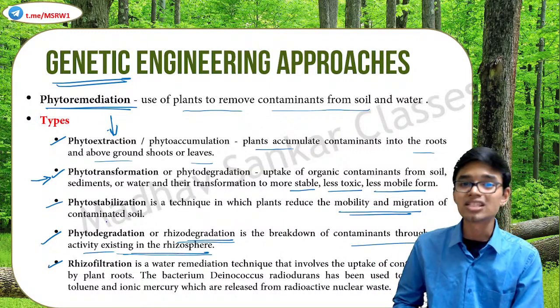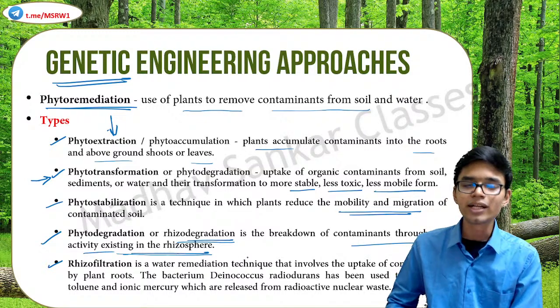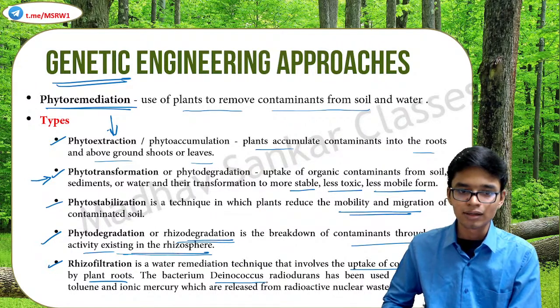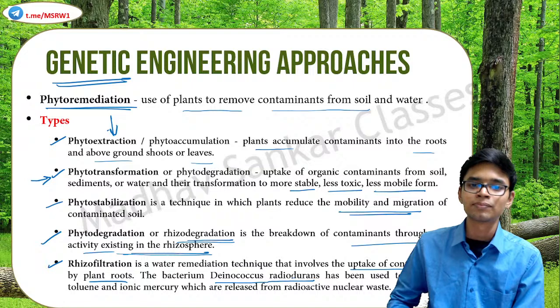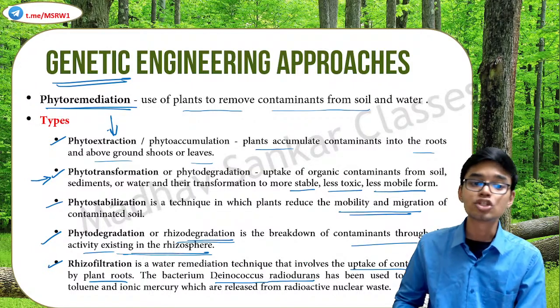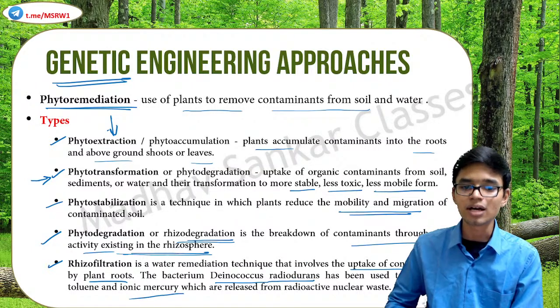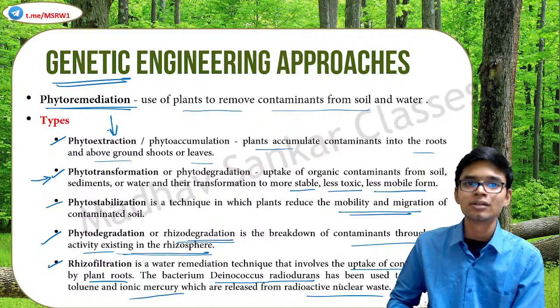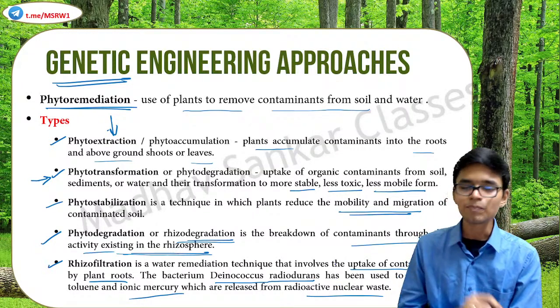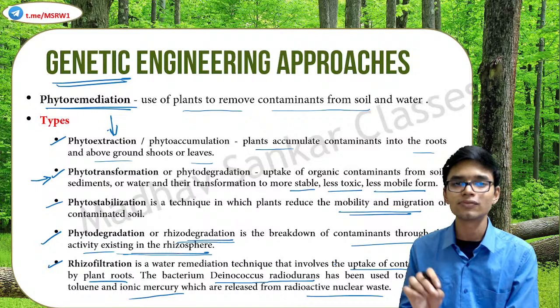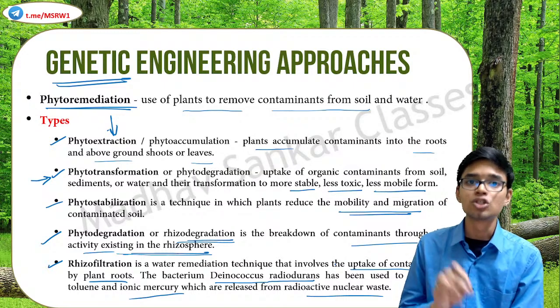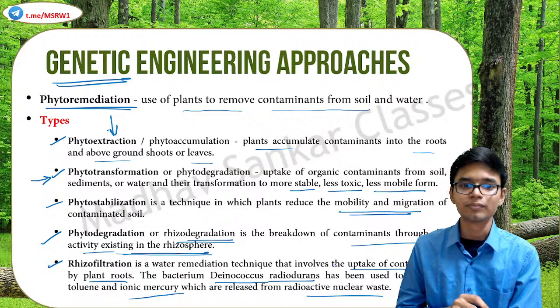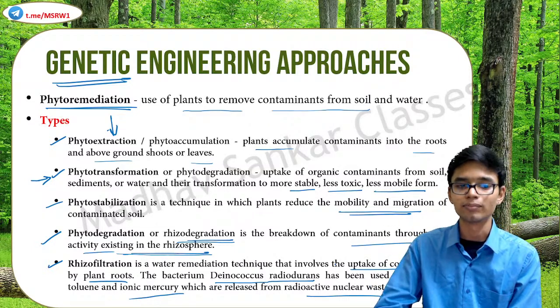Then rhizofiltration. This is a water remediation technique that involves the uptake of the contaminants by plant roots, and a particular bacterium known as Deinococcus radiodurans has been used to detoxify toluene and ionic mercury, which are released from radioactive nuclear plants. So this particular bacterium has been very effective in detoxifying toluene and ionic mercury released from nuclear plants. This technique is known as rhizofiltration.